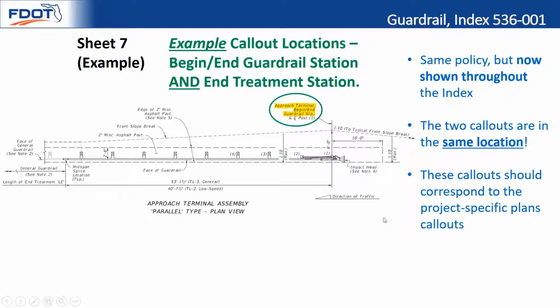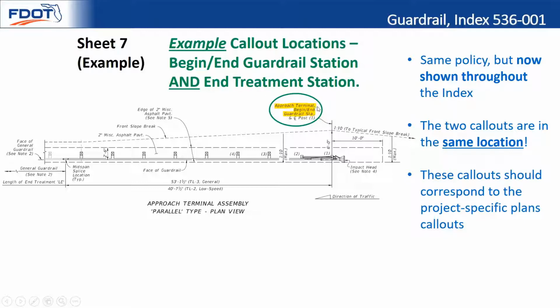Okay, so now one other thing, we've always in the past few years had the policy of calling out at the same location either the end treatment or the approach transition connection and the begin or the end of guardrail. It's always the same station for simplicity. And now I just want to show you a few examples of how we've made this more consistent throughout our standard plans. The examples always show this, but now we're just going to show this in every single location in the standard plans. That way the contractor and everything corresponds, jives a little bit better.